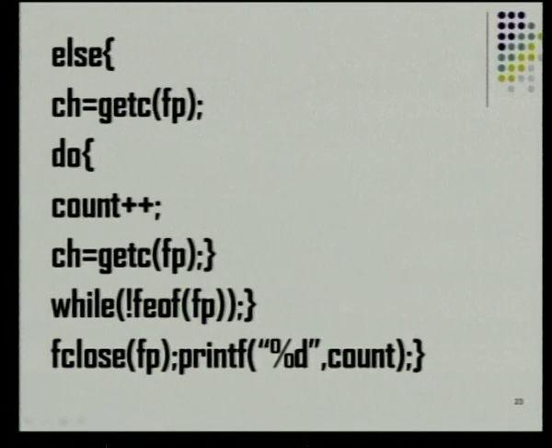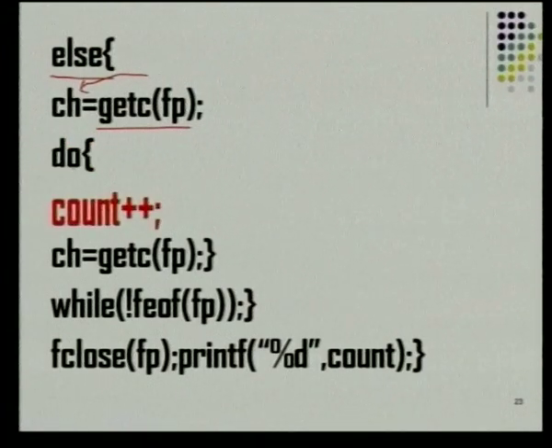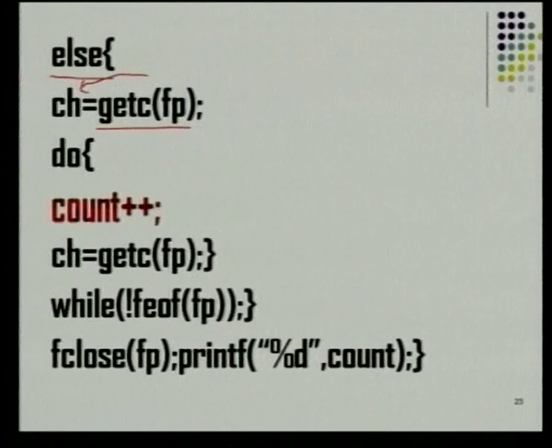If not, in the else part, provided the file is ready for reading in the binary mode, using getc of fp you are reading the characters into ch. Then using the do loop, you are counting the number of characters. Now here if you see, from the file fp you are using getc and storing it in ch, and you are using count plus plus in a separate loop, that is the do loop.